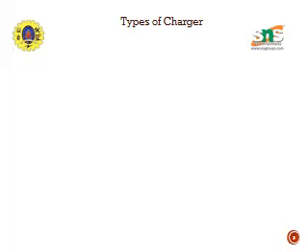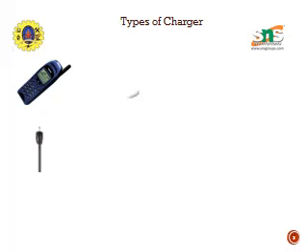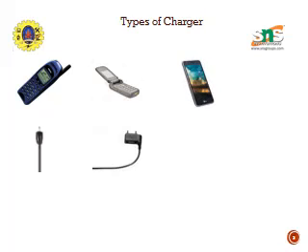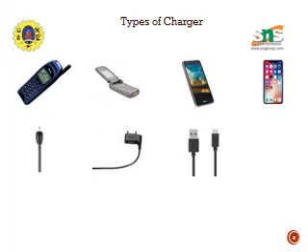Now move on to the next topic, types of chargers. What is this? The old Nokia phone. This is the old Nokia pin charger, 2.0 charger. This is a Sony Ericsson mobile, and the charger is 30 pin. This is a smartphone. For this smartphone we are using a USB universal charger, and for advanced smartphones we are using a C type mobile charger for battery charging.